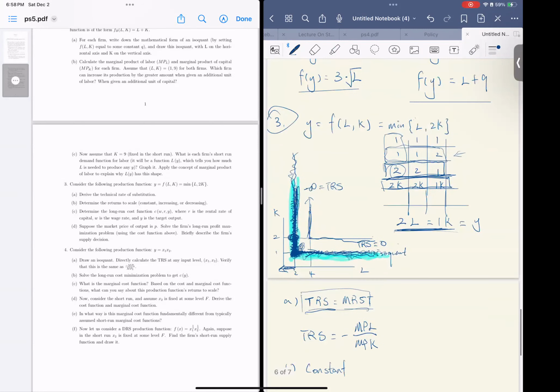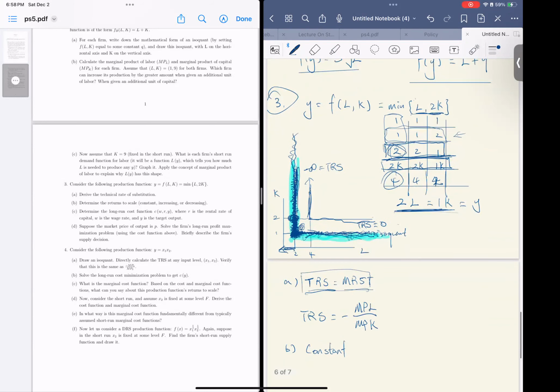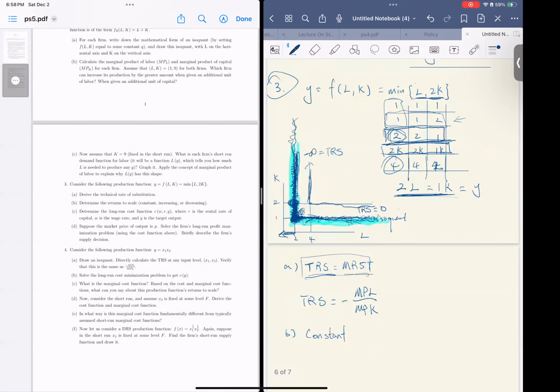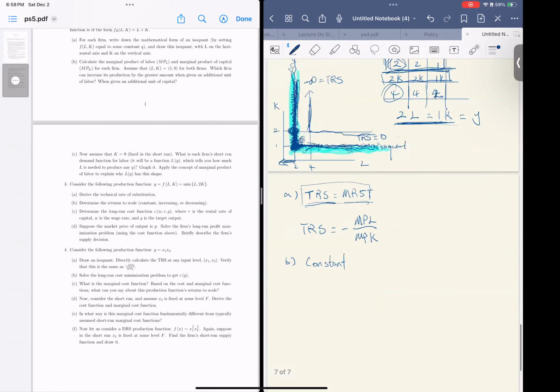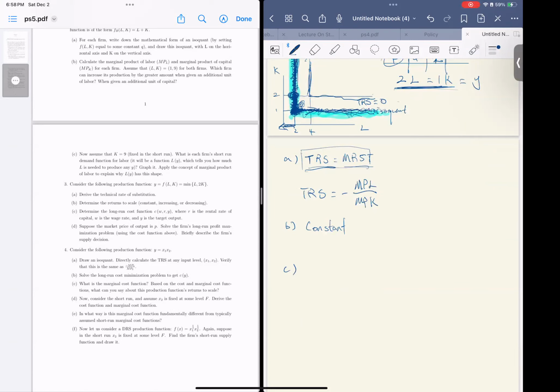Or you can just try to double it. Double it would be 4 and 2. And 2 times 2K is 4, so 4 is 4. So it's exactly twice. If you double your labor and double your capital, you double your output. Let's move on to C.